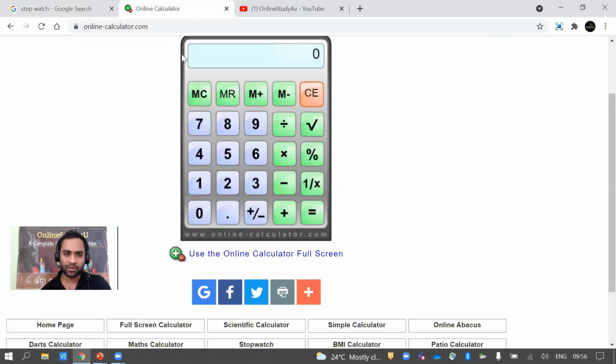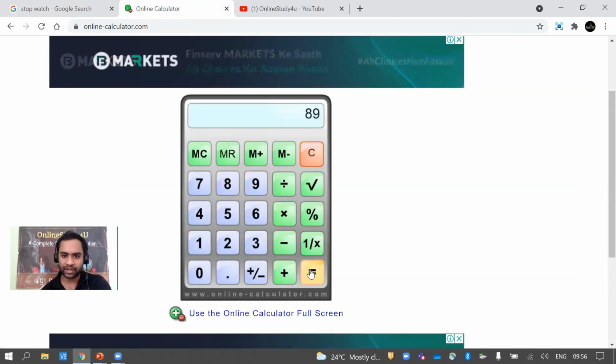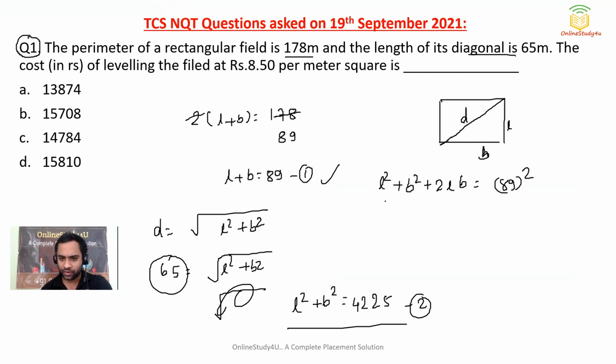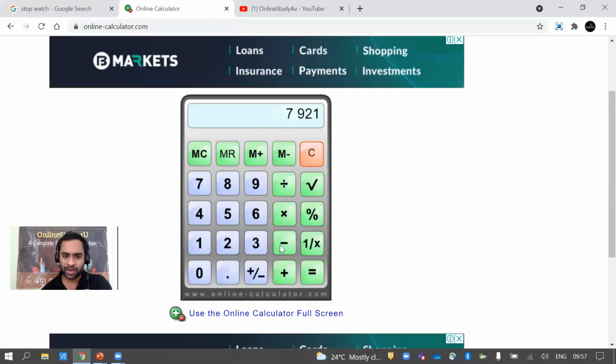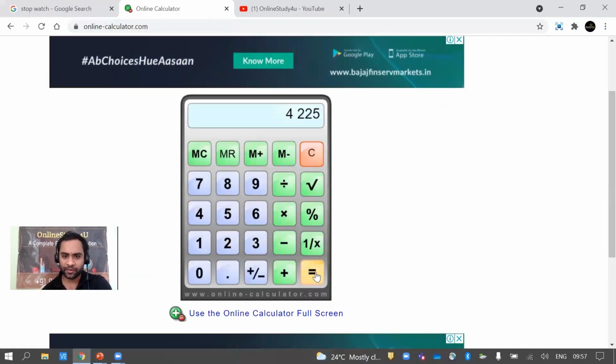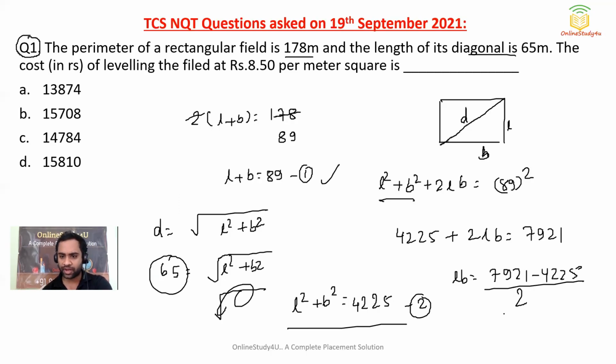This is how much time you are going to take. 89 into 89 will be equal to 7921. So L square plus B square, we know, is 4225, plus 2LB will be equal to 7921. So LB will be equal to (7921 minus 4225) divided by 2. 7921 minus 4225 is 3696, divided by 2 is 1848. So LB we got 1848.